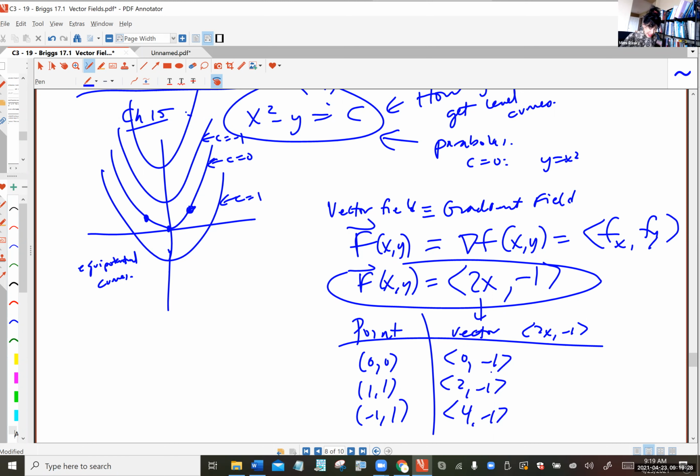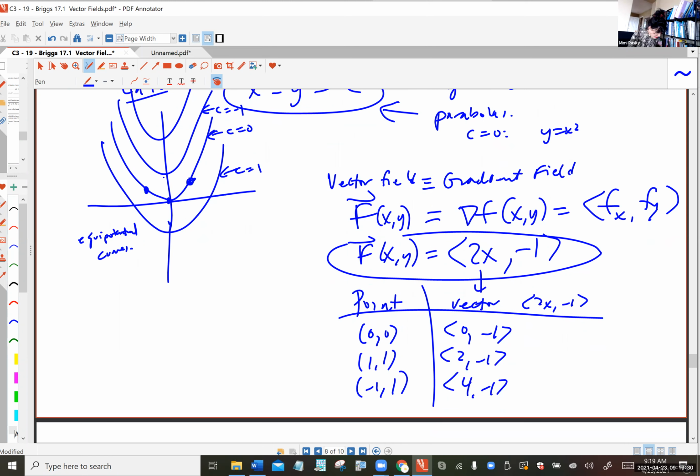And so it's going to end up where, at least for this one level curve, because I'm too lazy to do all of them, you'll get these vectors like this. Okay, like that. So it's going to turn out that this vector field looks like it's orthogonal to these equipotential curves.